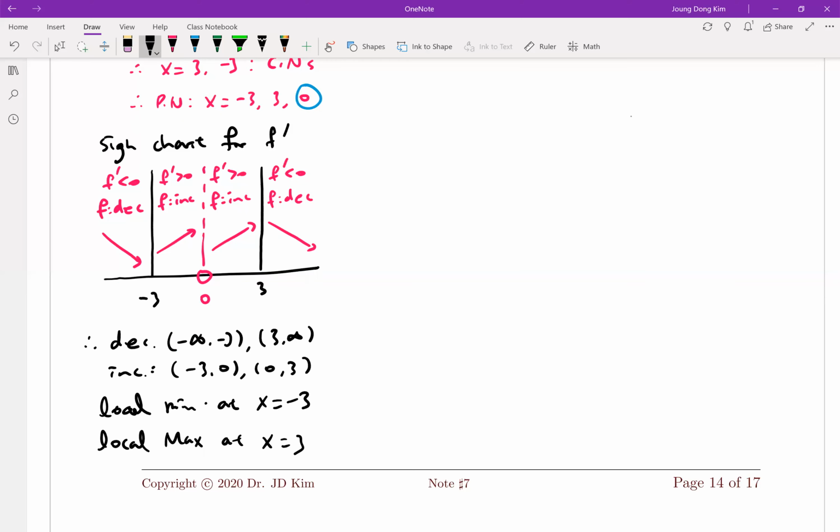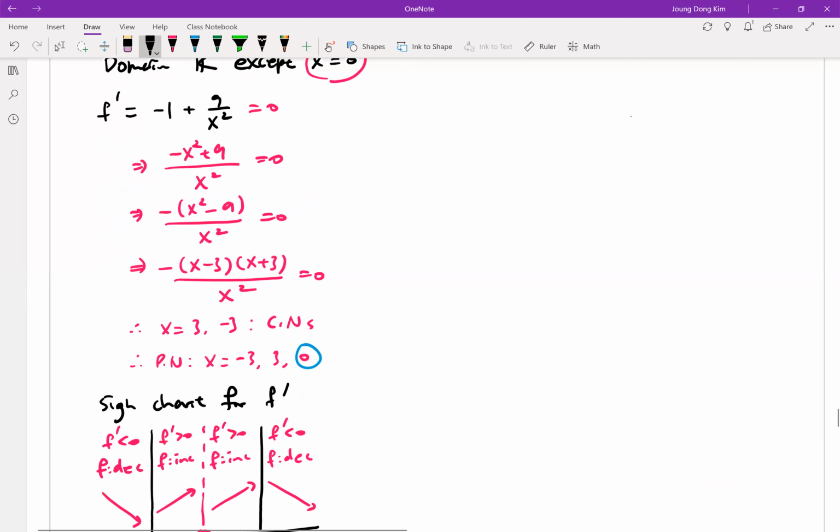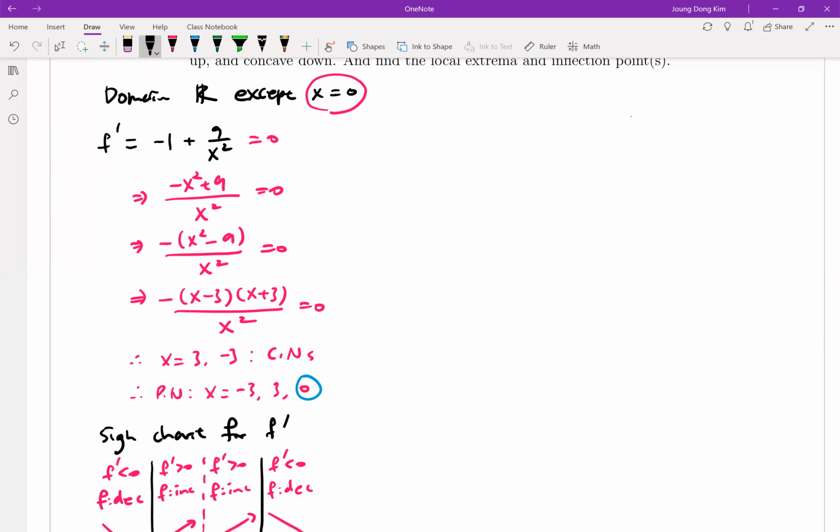Okay, now let's move to the concavity. To talk about concavity, we need the double prime. f double prime equals negative 1 prime equals 0, and 9 over x squared is 9 times x to the negative 2, right? Which gives negative 18 over x cubed, right? We can set that equal to 0, but there's no 0 value, right? So we can just talk about the partition number only. But keep that in mind, x equals 0 came from the domain, an undefined point, okay?